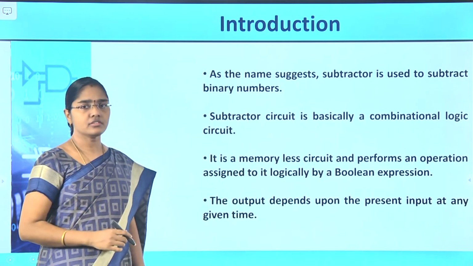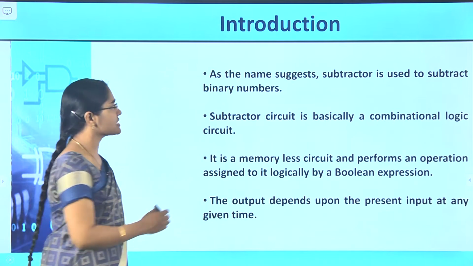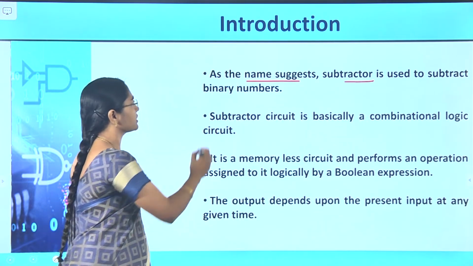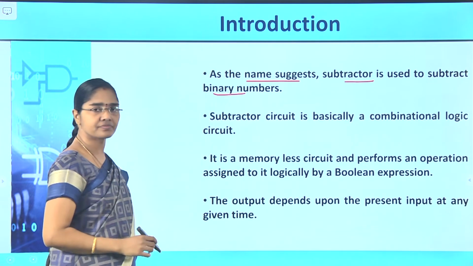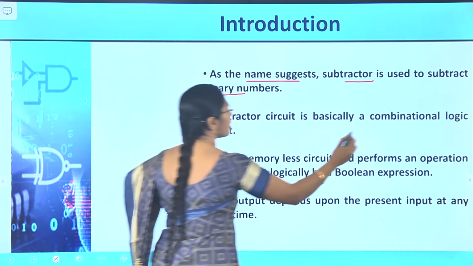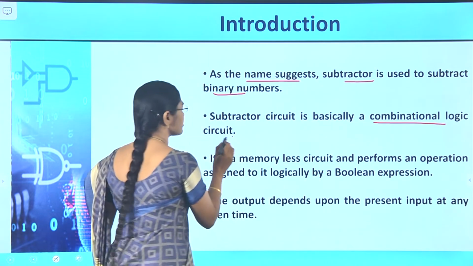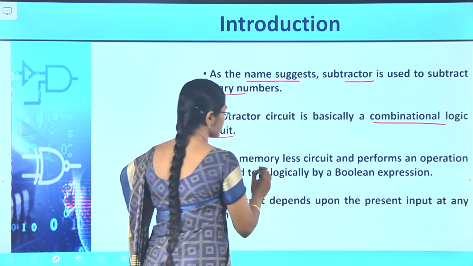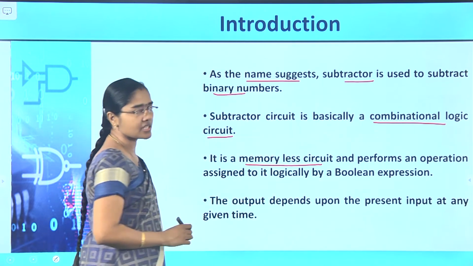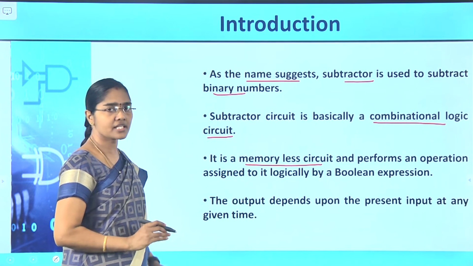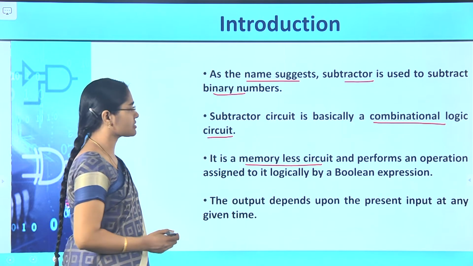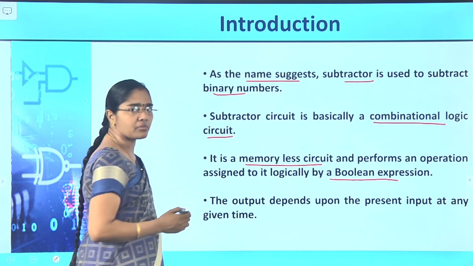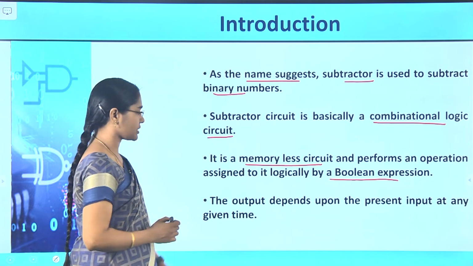Coming to the introduction, as the name suggests, a subtractor is nothing but a circuit used to subtract two binary numbers, and it is basically a combinational logic circuit which is going to perform subtraction. Since it is a combinational logic circuit, it is a memoryless circuit. It does not require any memory as it depends only on the present inputs, and it is going to perform the operation specified by its Boolean expression.